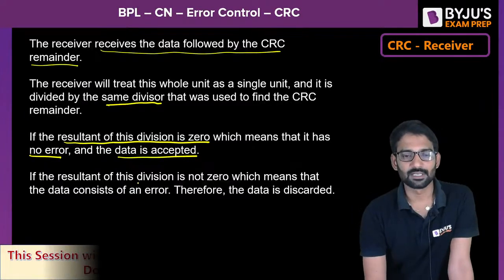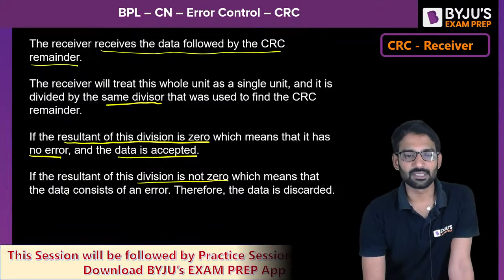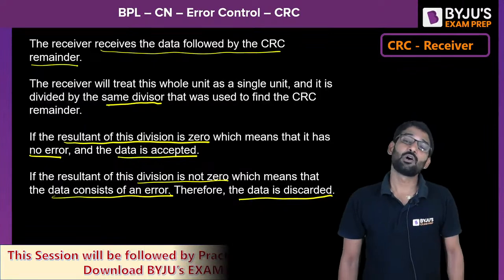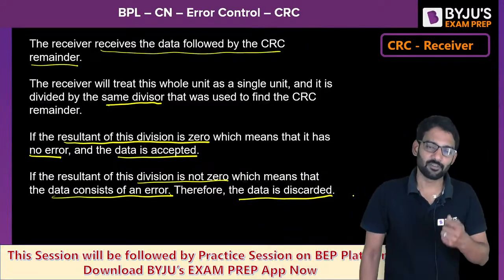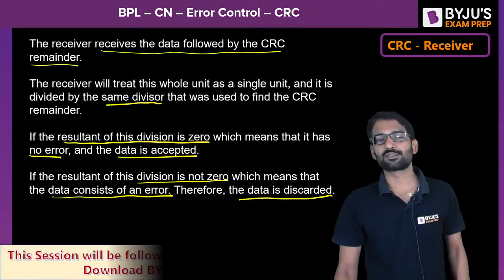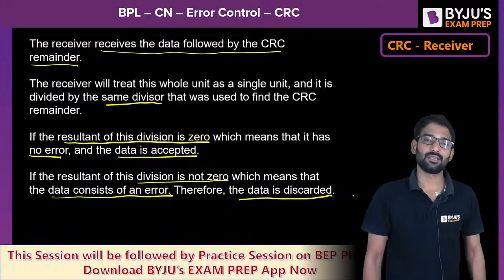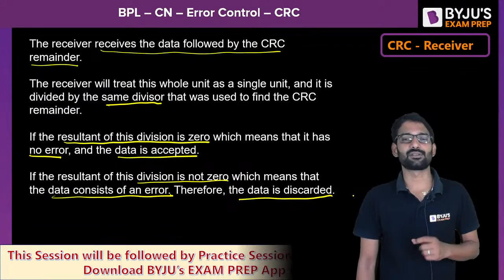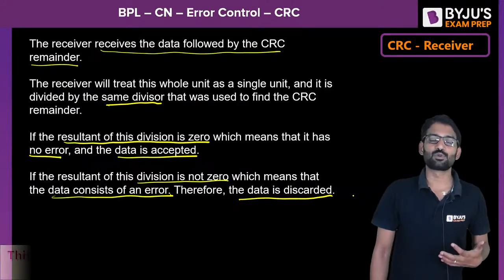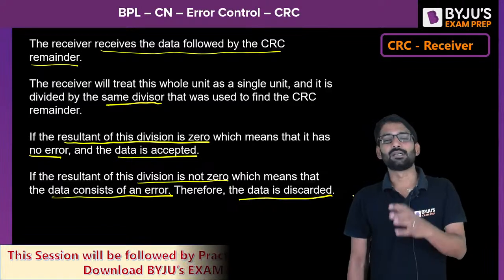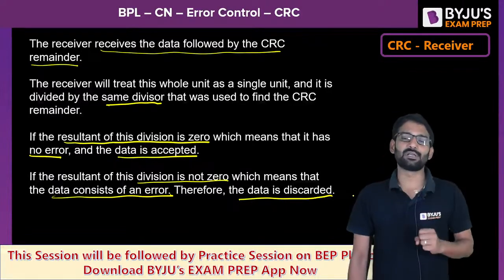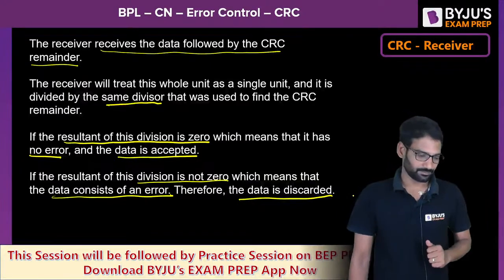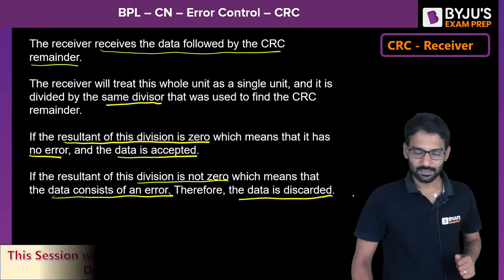Right? So if the result is non-zero, that means the data contains an error, so the data is discarded. How many errors? Where is that error? That is not the CRC's job. CRC is an error detection technique. So its job is only to tell whether the received data has an error or not, whether the error is present or not. That's it.